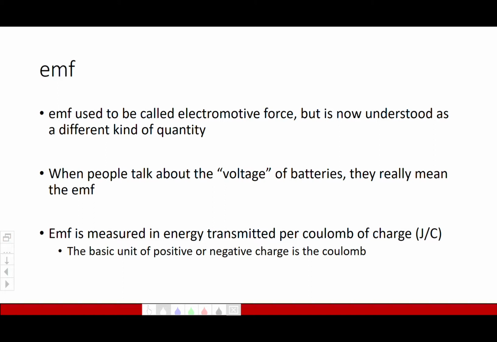When you talk about the voltage of a battery, or the voltage of a power supply, what you really mean is the EMF. Remember voltage, we talk about voltage as a potential difference. Voltage as a potential difference is different than the voltage of a source of EMF. They are very similar, but there is a distinct difference. The way that we measure EMF is energy per coulomb of charge, so that means we have joules per coulomb. How much energy are we transmitting per coulomb? We move the same amount of charge, right? We can have the same current, which is a unit of moving charge, but we can transmit different energy.